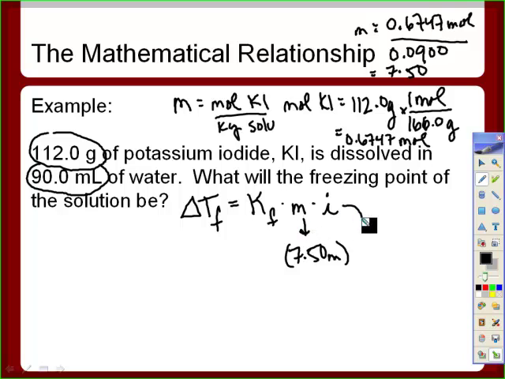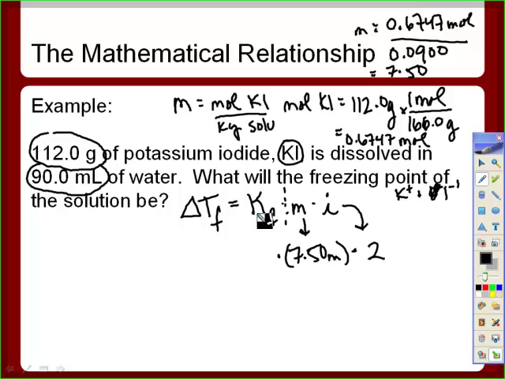Let's do i next. It's KI. So if this is fully dissolved, I should have K+ and I−, which would give me a van 't Hoff factor of 2. Kf. Remember, if I divide this equation in half, everything on the left side has to do with my solvent. So over here on the right side, I was dealing with the KI, its molality, and its van 't Hoff factor. Now I'm switching over to water.